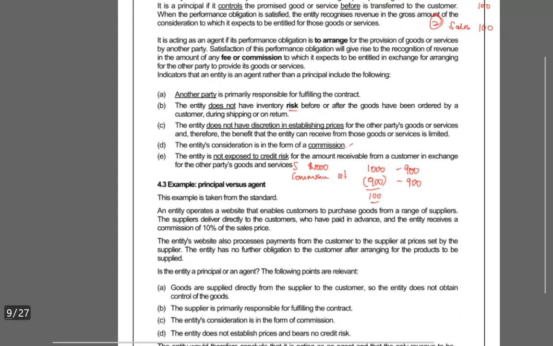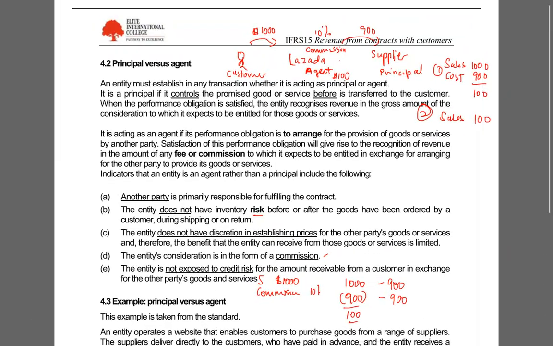Then principal versus agent. As an agent, we only recognize the commission. Okay, and there are some characteristics to identify whether it is a principal or agent. Normally the principal will determine the price and bear the risk, everything. Okay, agents just take commission only. And remember here, when we collect 1,000, we pay 900 to the principal. So we don't recognize 1,000 and then 900. No, we only recognize the 100.